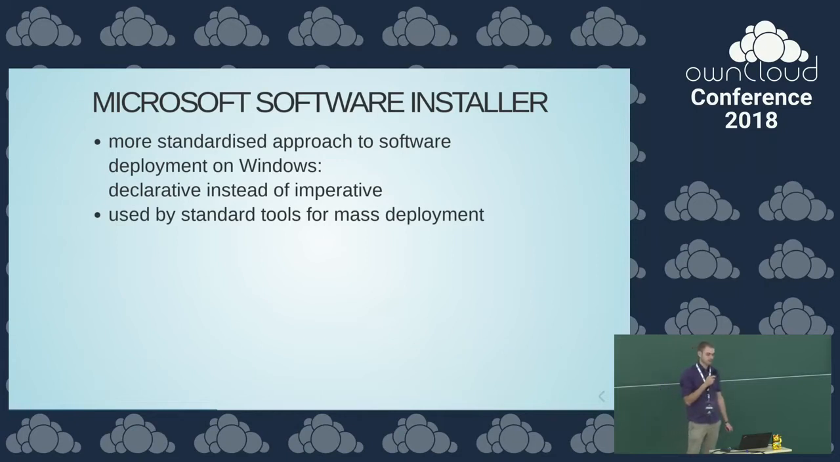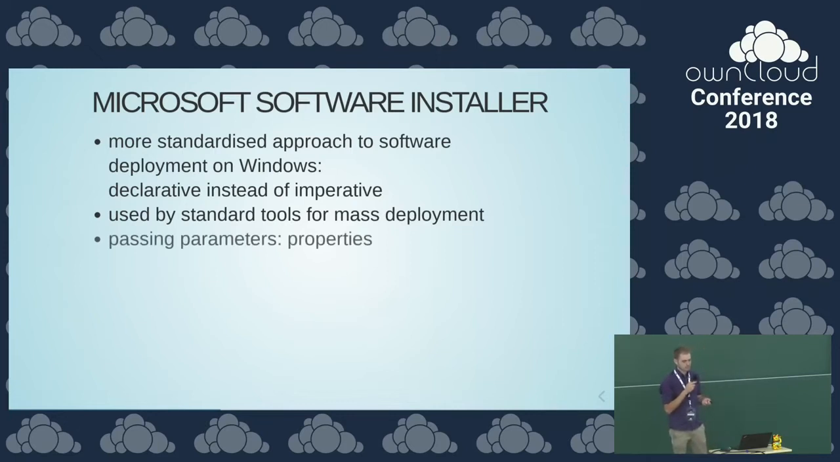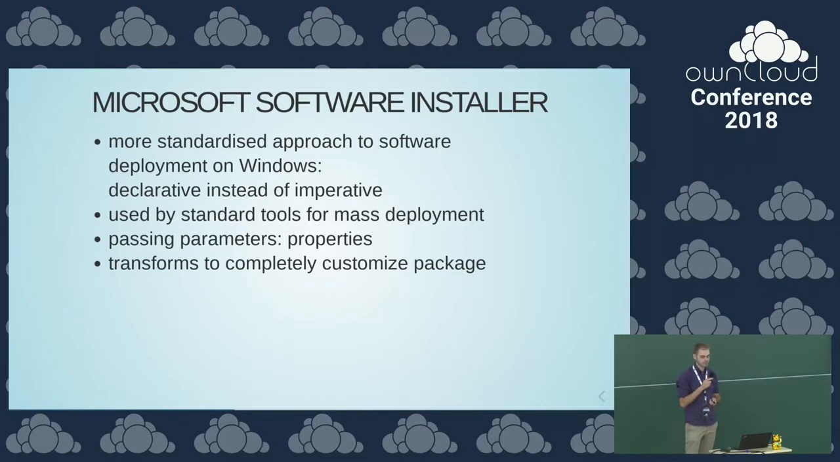So yeah, because it's a standard, it's used by all the tools that can be used for mass deployment. Microsoft tools and other third-party tools use it. You have a standardized way of passing arguments to MSI packages. They are called properties, and you will see them later in the talk, how to use them. You can also create transforms for MSI packages, which means you can apply changes. It's kind of a diff. So you can replace strings or replace images, or you can preset properties on the MSI package. And you basically are free to do a lot of things.